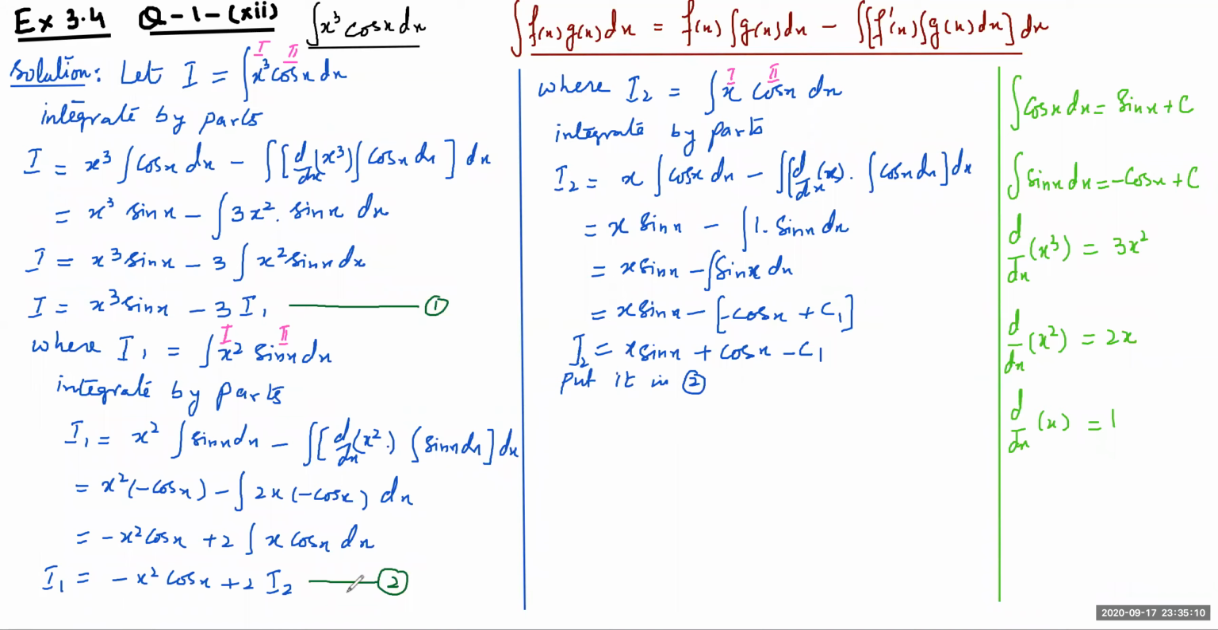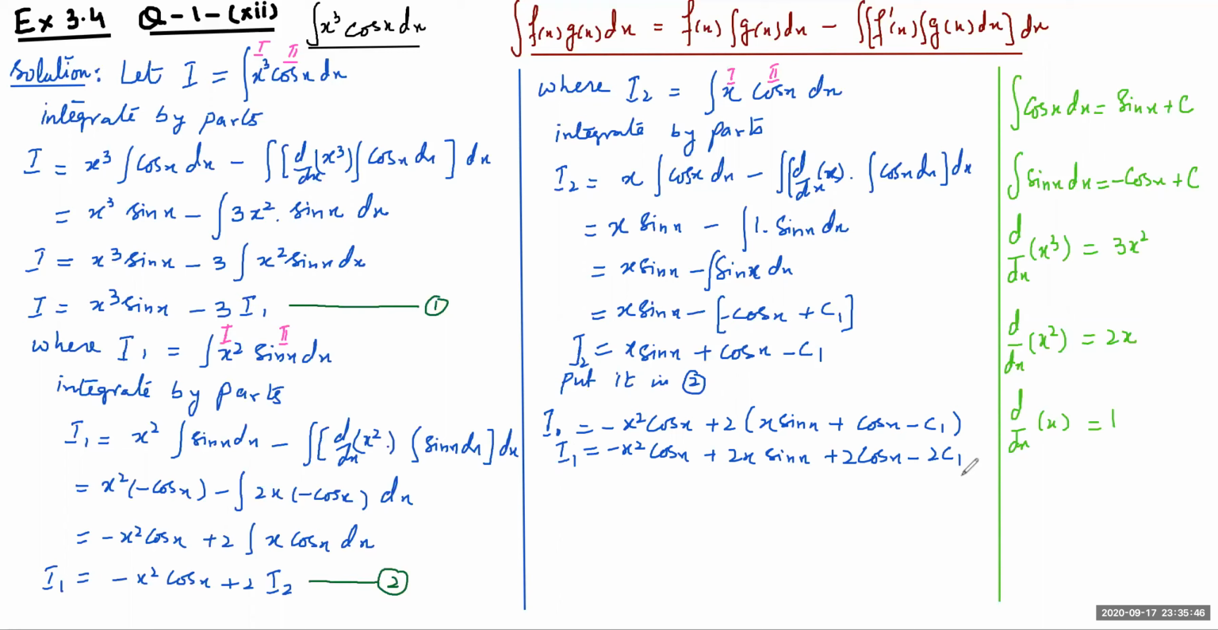Where is result number 2? Here it is. So we get integral I1 is equal to minus x square cos x plus 2 times x sin x plus cos x minus c1. You may open up this bracket and you will get minus x square cos x plus 2x sin x plus 2 cos x minus 2 c1. This is the value of I1.